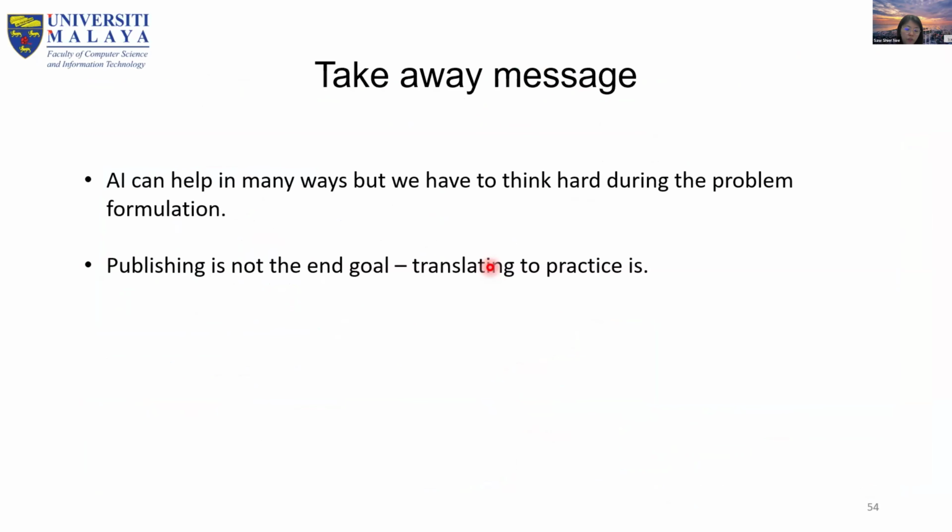The takeaway message for this talk is that AI can help in many ways, but we have to think hard during problem formulation. Do we really need AI to do a certain task? For example, if there is an existing technique that is already performing very well, why do we still need AI? Will AI bring us better benefits, shorter times, or an automated way? And lastly, publishing is not the end goal, but translating the whole AI model into practice is.